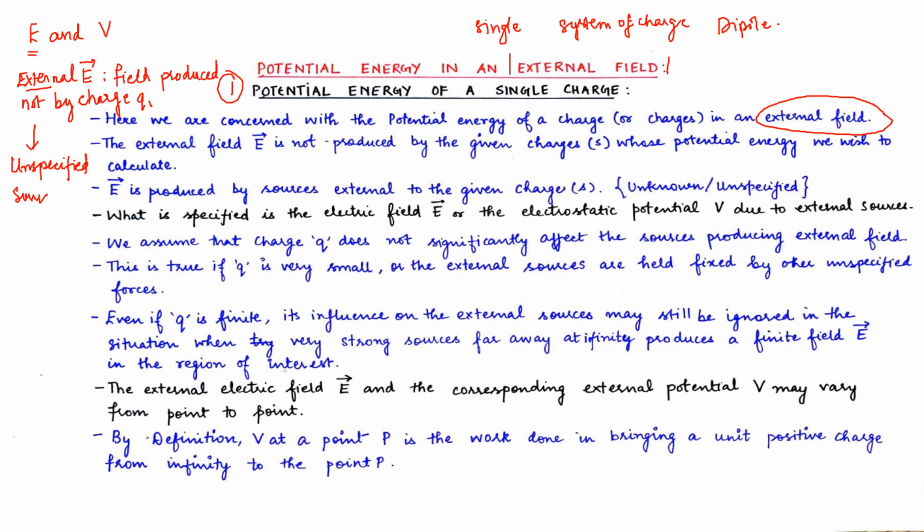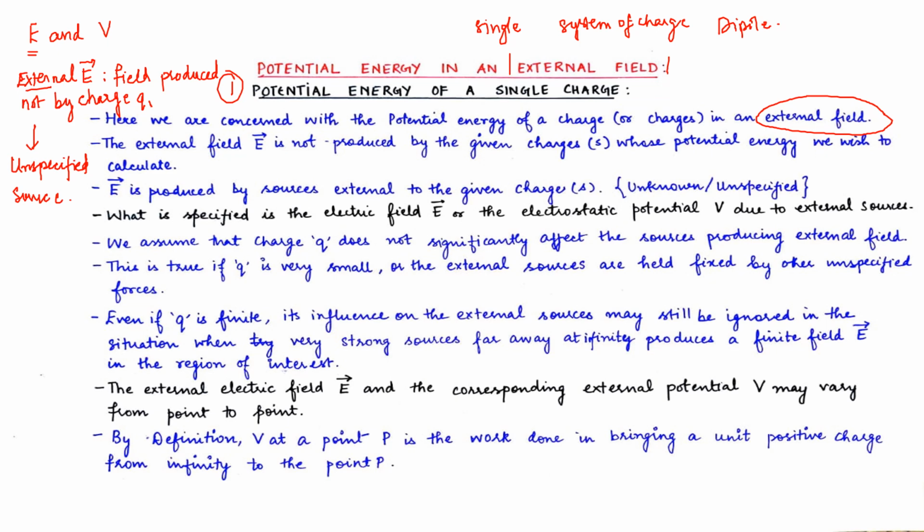source. This unspecified source is also unknown to us. We do not know where this source is present, what is the magnitude of this source, but by looking into the electric field and the potential of this unspecified source, we can determine its polarity at the least.